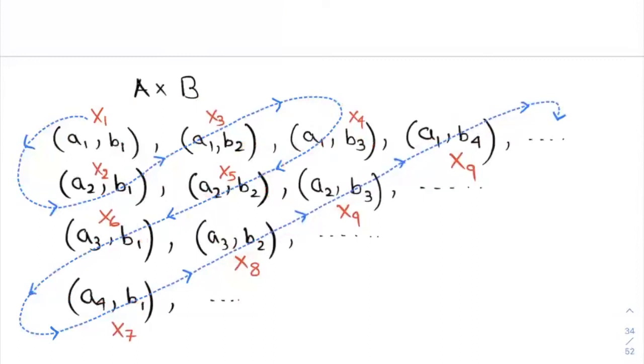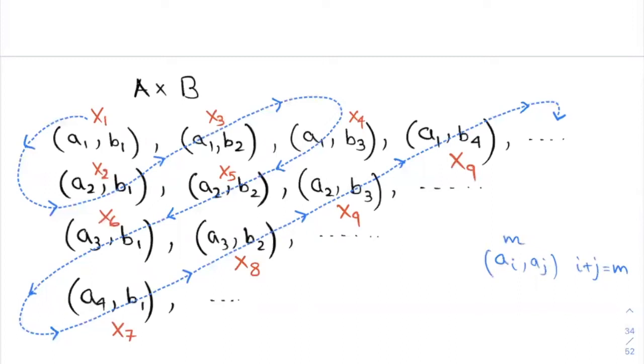So the idea is to arrange the elements of A cross B so as to group those elements whose sum of indices is a fixed number. For every natural number m, I'm going to first look at all the pairs A_i B_j such that i plus j equals m. This set will be finite, and I'm labeling this particular set in a certain fashion.